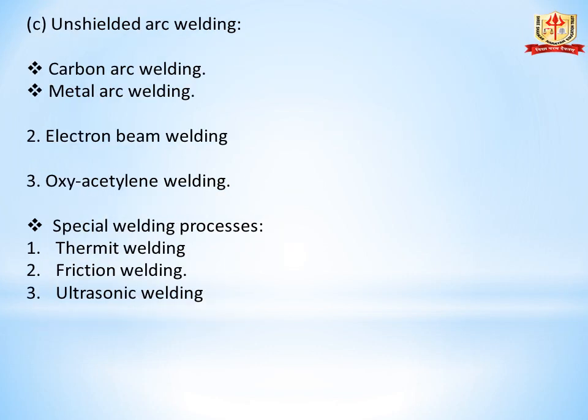Next is unshielded arc welding. Unshielded arc welding is divided into carbon arc welding and metal arc welding. Then the second point, electron beam welding, and third is oxyacetylene welding. Special welding processes: first is thermit welding, second is friction welding, and third is ultrasonic welding.